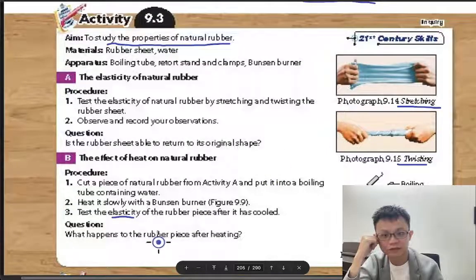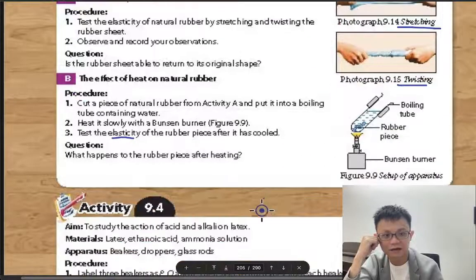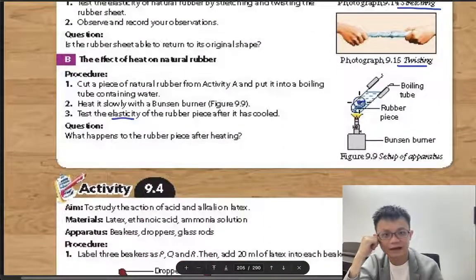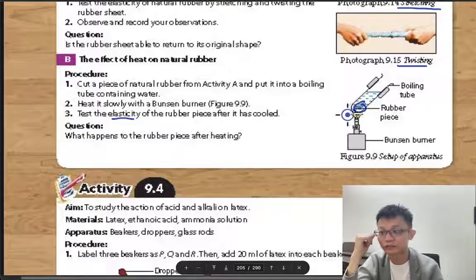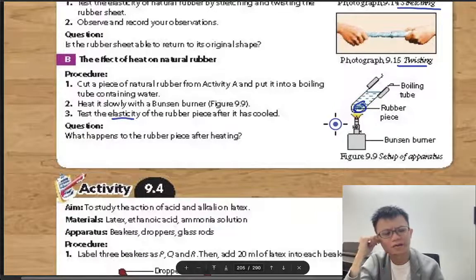What happened to the piece of rubber after heating? I think it will stick back. The rubber, after you heat it up, will stick back. Yeah, I think it will stick back. Yes, you put water.